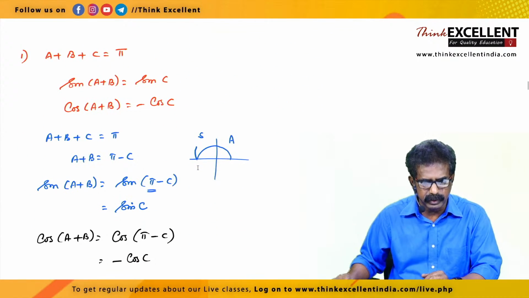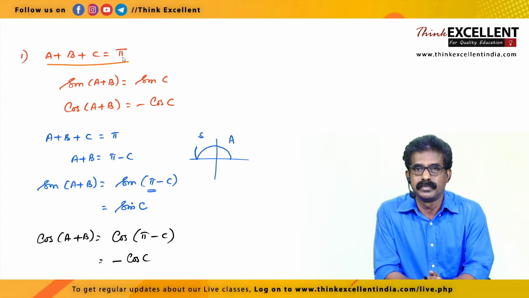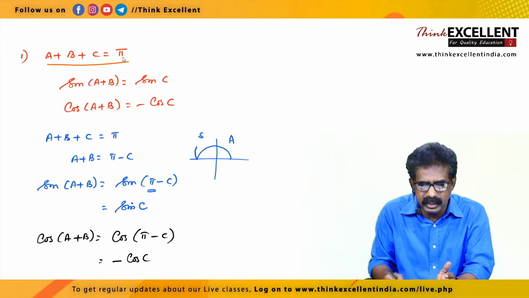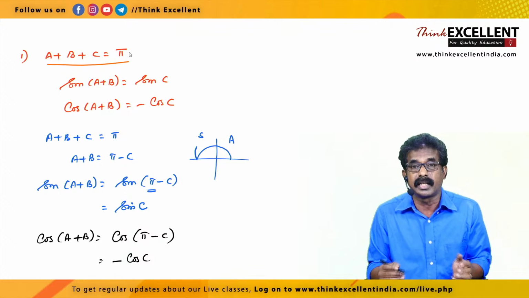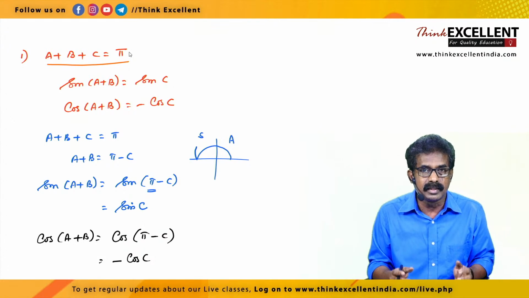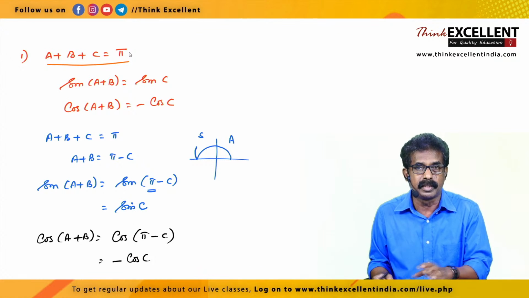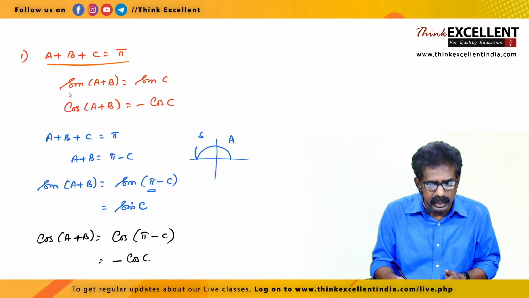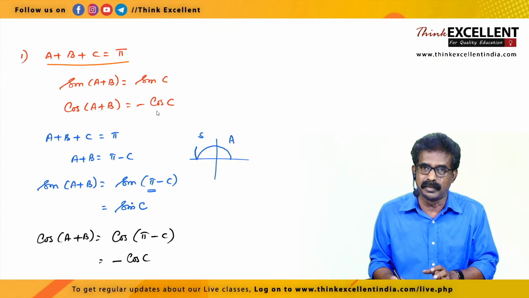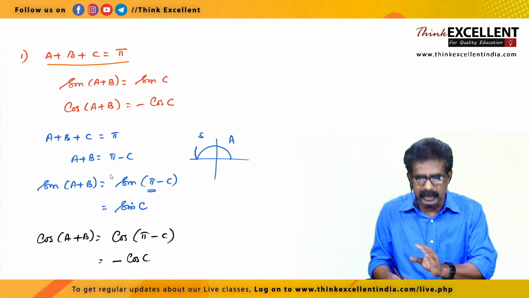Listen, just to explain to you. If A plus B plus C equal to 180, not always, only if this condition is satisfied. Or they can say if ABC are angles in a triangle, then it's understood, right? Angle sum property, the sum of the angles in a triangle is 180 degrees. So A plus B plus C equal to 180, then sin A plus B is sin C, cos A plus B is minus cos C. What is the proof? It's a very simple proof, it won't take much time. So just written here, just to explain to you.